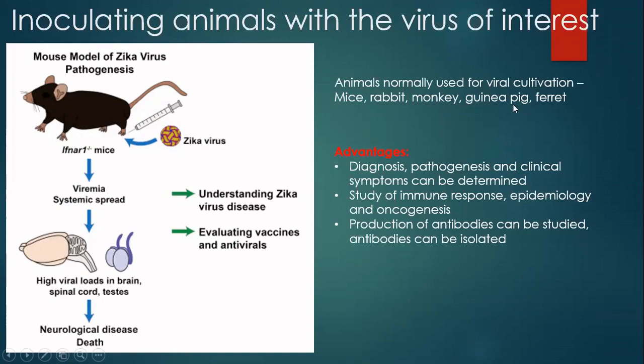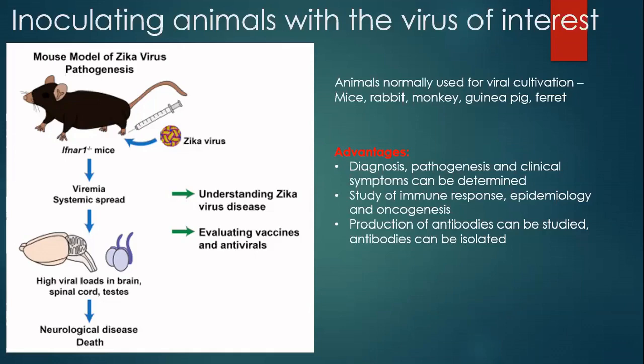Mice are most commonly employed for such viral cultivation. The selected animal should be healthy and free from any disease. Suckling mice that are less than 48 hours old are commonly used for viral inoculation.